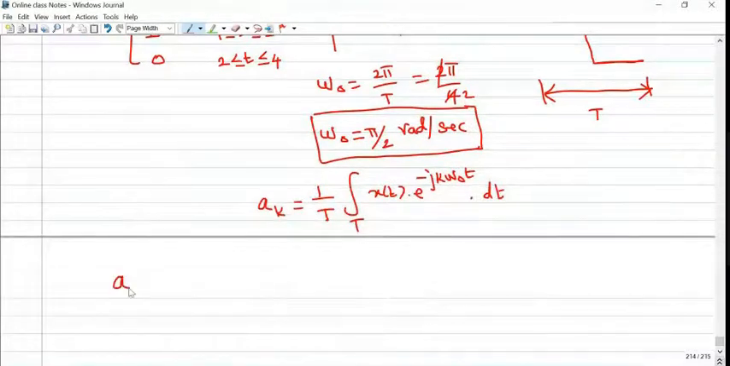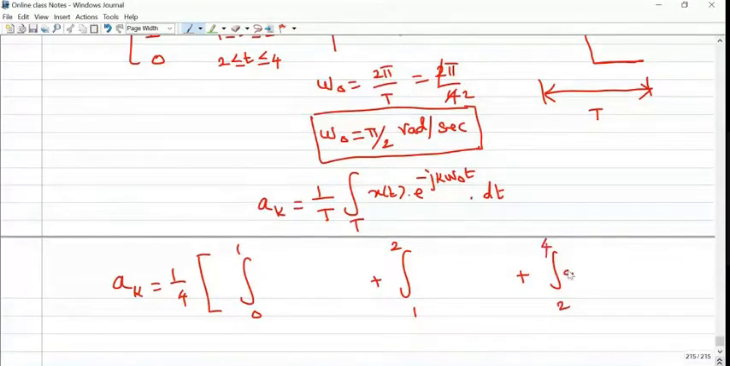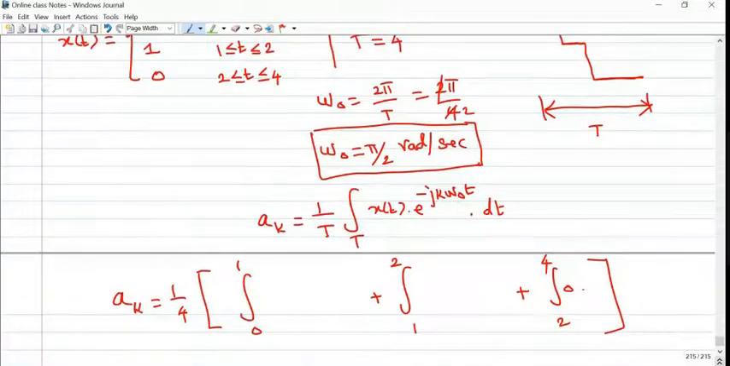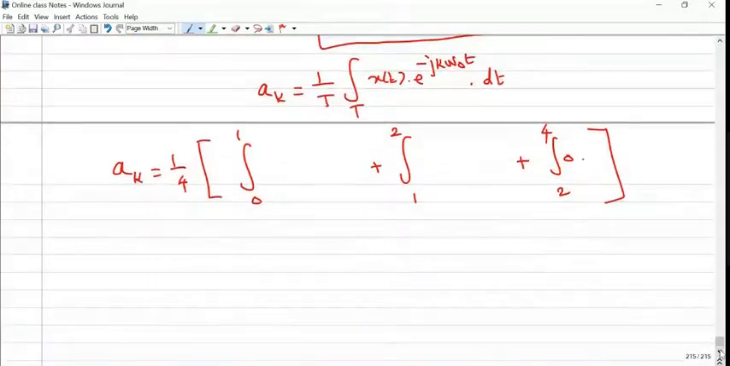So a_k is 1 by 4. So how to solve this problem? Integration 0 to 1 plus integration 1 to 2 plus integration 2 to 4 of 0 for this particular example. So 0 to 1 and 1 to 2, these two intervals are valid.